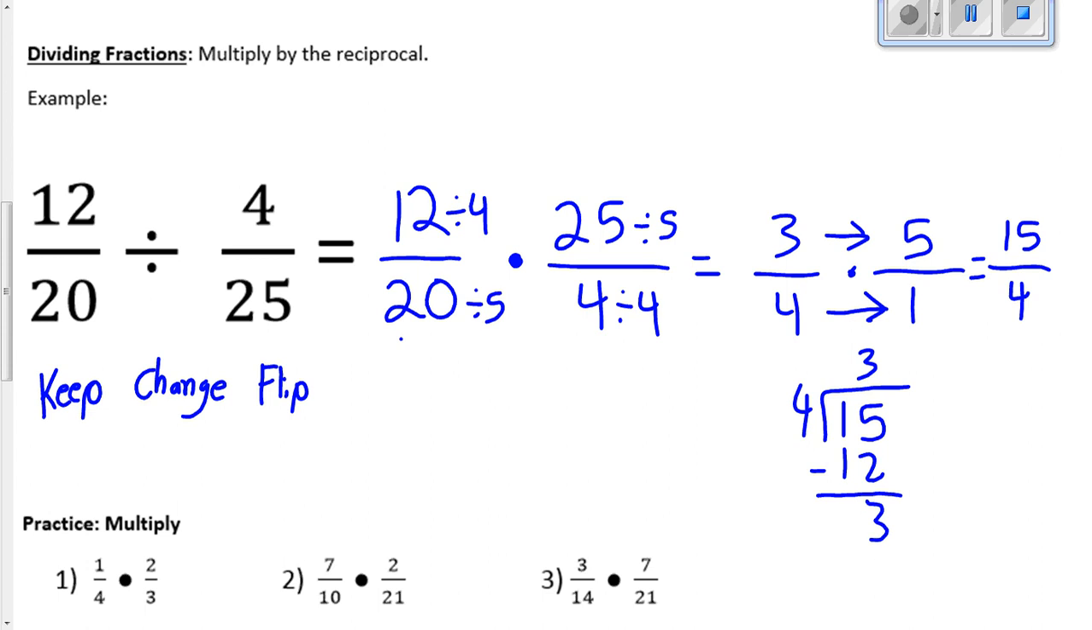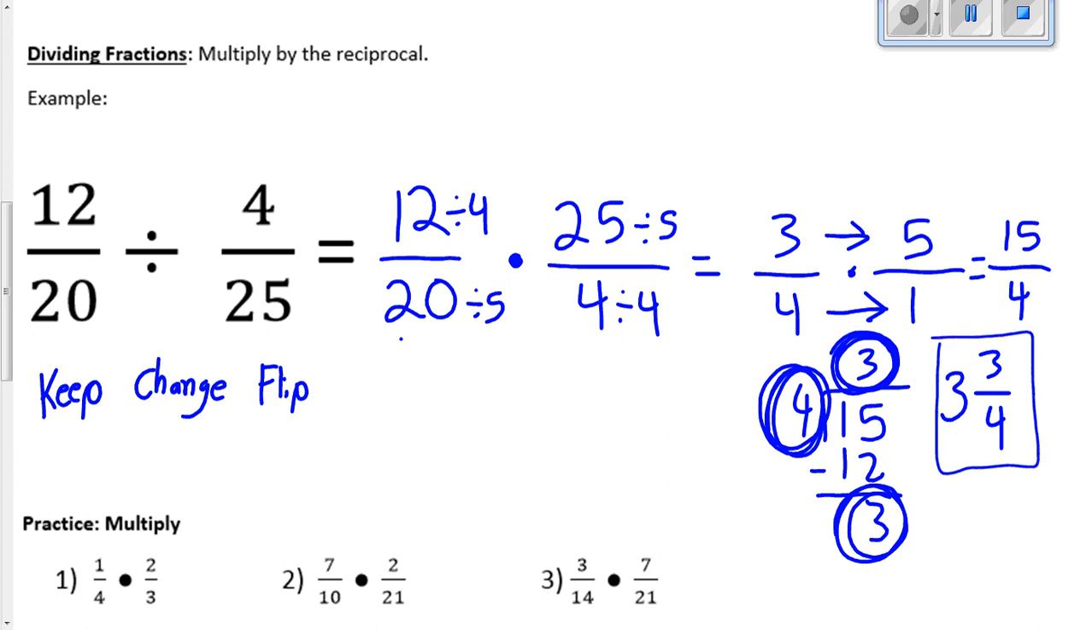So my answer is going to be, this is my whole number right here, the 3. So I'm going to have 3 fraction bar. This is my numerator. The remainder is your numerator. And then your divisor is your denominator. So your answer is 3 3/4.